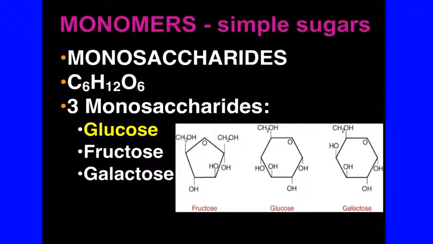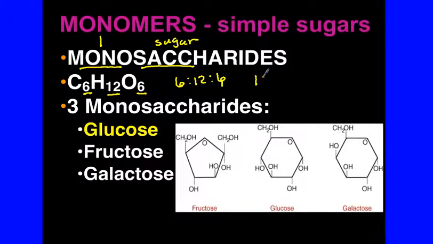Now, carbohydrates are made up of single sugar monomers called monosaccharides. Mono meaning 1, and saccharide meaning sugar. So these are just simple sugars, like the building blocks of carbohydrates. Their formula is C6H12O6. So we have 6 to 12 to 6. Well, that's the ratio if we reduce it down, 1 to 2 to 1. So they will always be in this 1 to 2 to 1 ratio when we look at their chemical formulas.